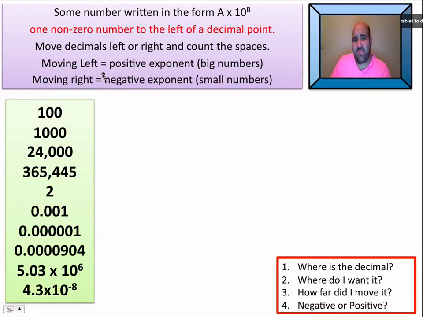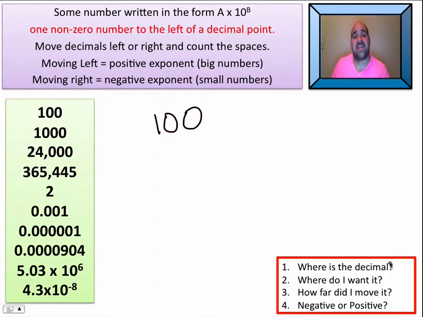So when we move decimal points left, for big numbers, there's going to be a positive exponent. When we move them right, for small numbers, it's going to be a negative exponent. Let's do some examples. So I have the number 100, and I want to put this in scientific notation. There are 4 questions down here.